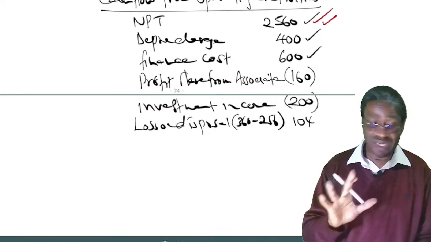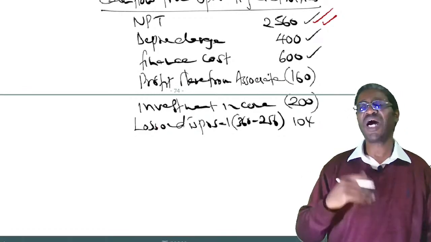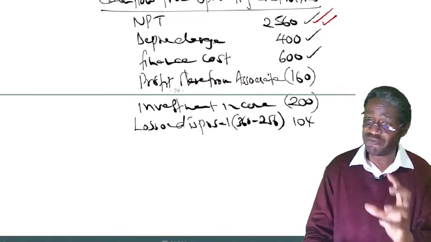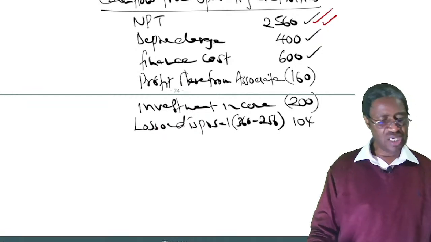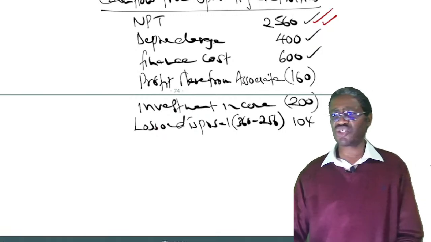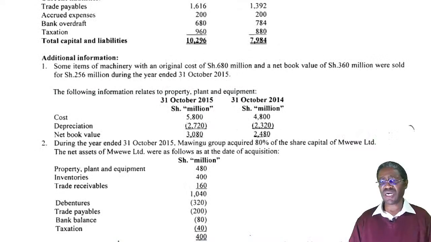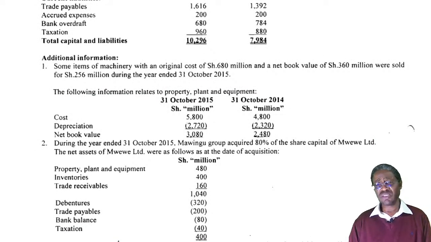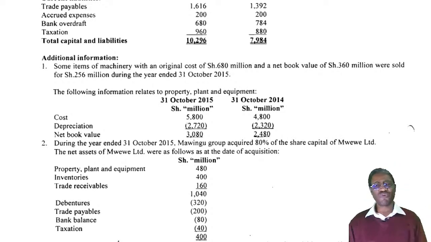Let's go back to the additional. We are still looking for other non-cash items. Good. So let's go through the additional. Note number 1, I don't think there is anything there. We used note number 1, you remember, to prepare an account called provision for depreciation, which we computed the depreciation. That's all for number 1.